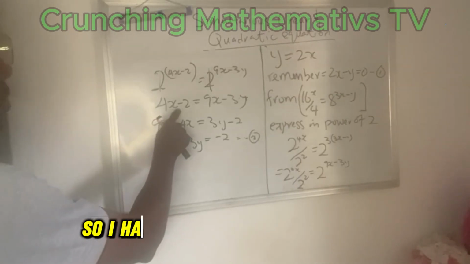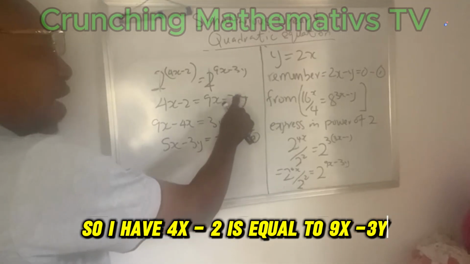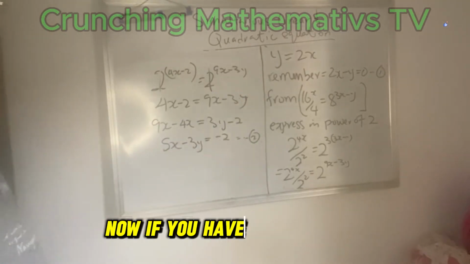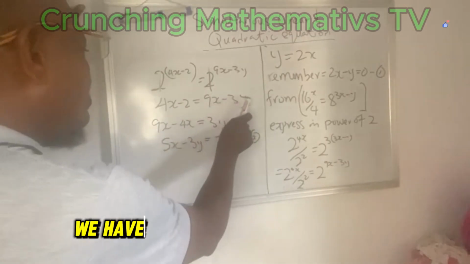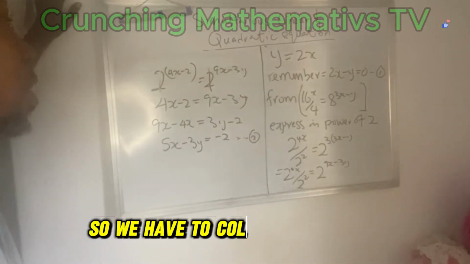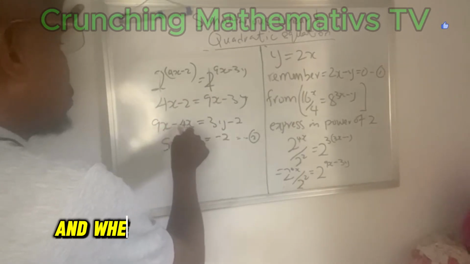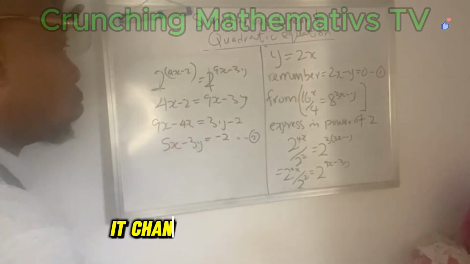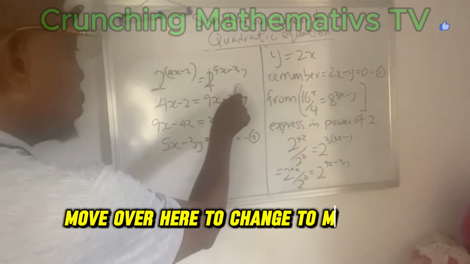So we now have 4x minus 2 is equal to 9x minus 3y. Now, if you look at this, we have to collect like terms, because we have x here, we have x here, we have y here, we don't have y here. So we have to collect like terms. This 9 will move over here, and when it crosses the sign of equal to, it changes to what? Minus. So this 4 will now move over here to change to minus here.